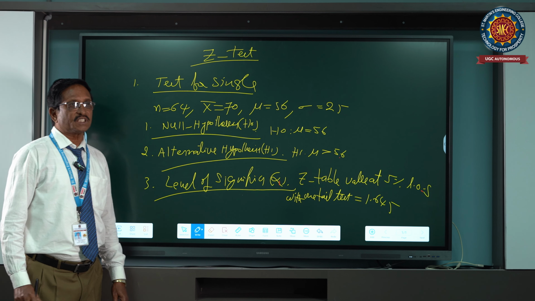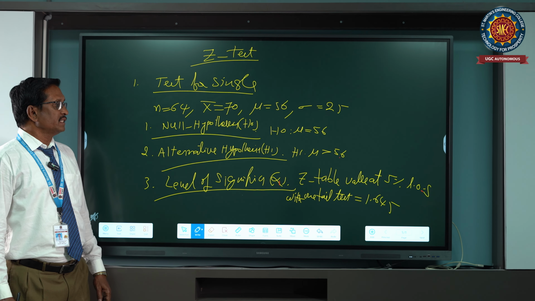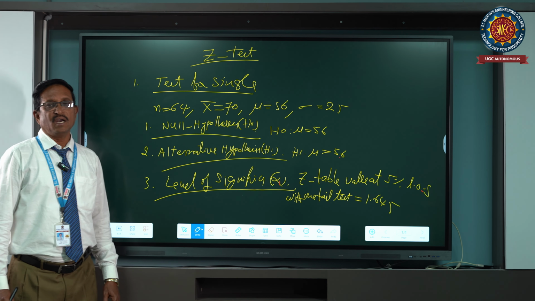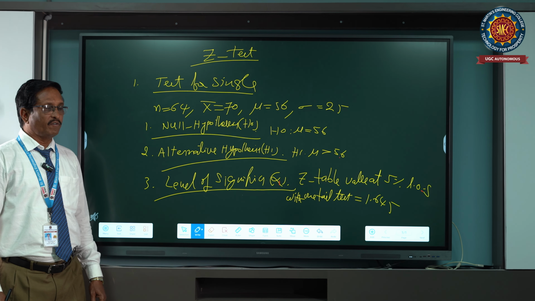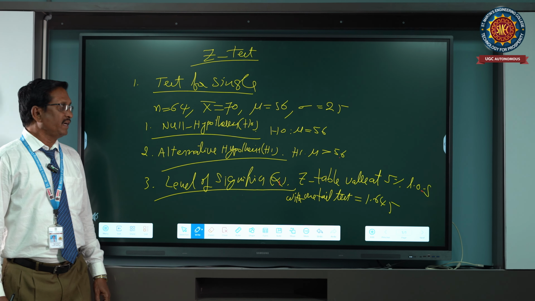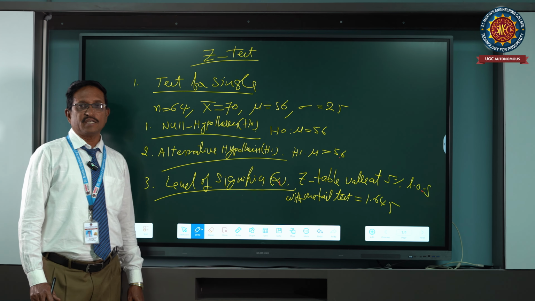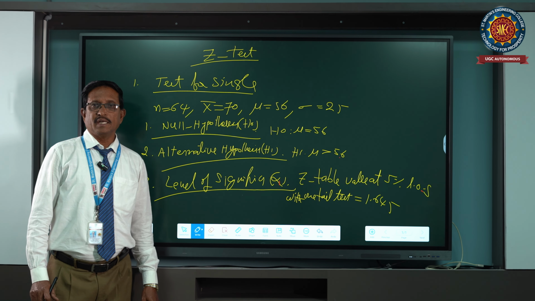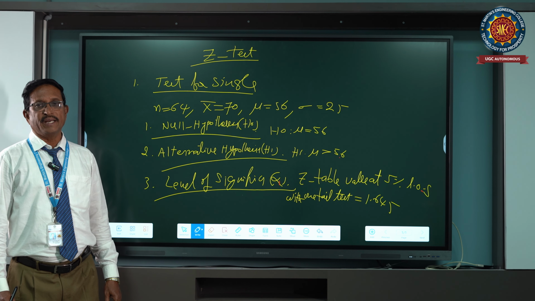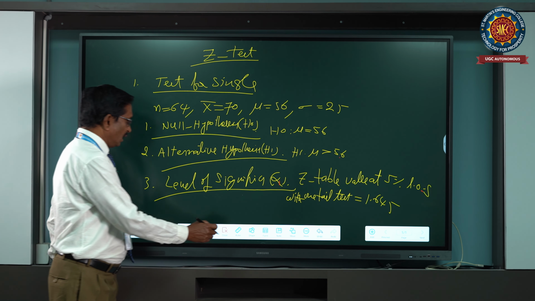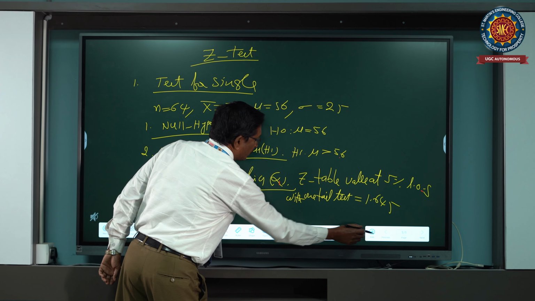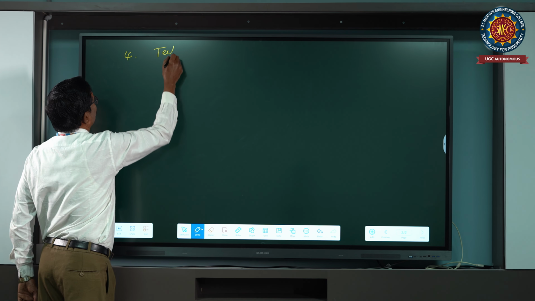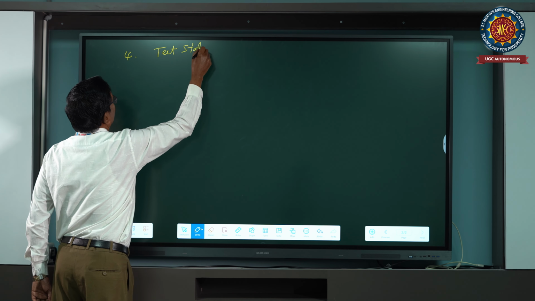In the procedure of test statistics, we have 5 steps. First step is the null hypothesis. Second step is the alternative hypothesis. Third step is the level of significance alpha. According to the given data, the sample size is a large sample. That's why we go for test for single mean. In the single mean formula, we go to the next step. Step number 4, test statistics.